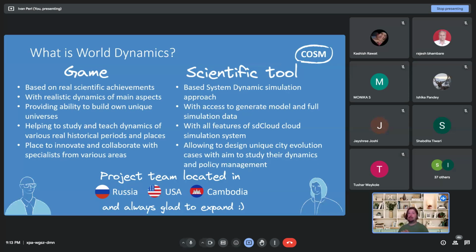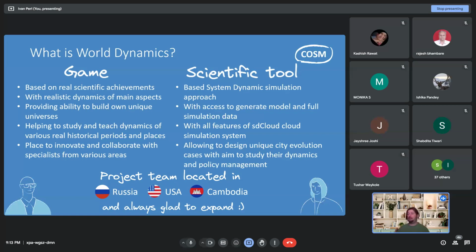So it's based on a system dynamics simulation approach, purely system dynamics, covering all the rules which need to be used. With access to the generated model and full simulation data, you can go to SD Cloud and get access to the model of your concrete world. You can see what's generated: the charts and all the debug information of this model. If you are interested in researching something, you can build cities with different configurations, check the models generated for them, and build execution experiments to see how these cities behave in different conditions. And you're getting all the features of the SD Cloud simulation system.